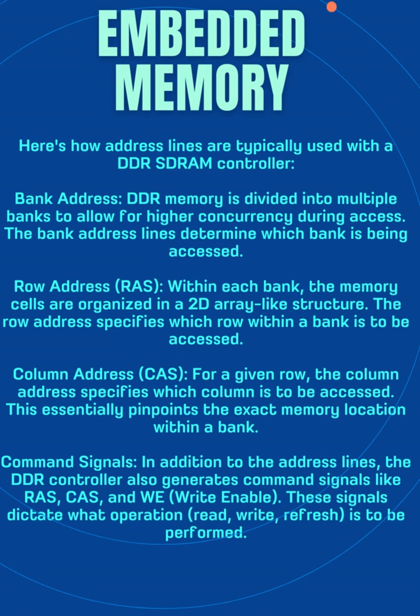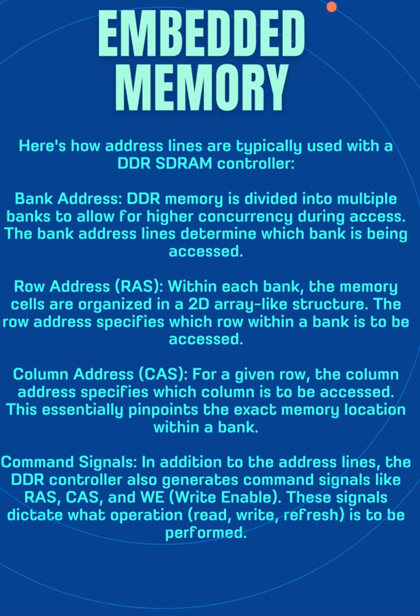Here's how address lines are typically used with a DDR SDRAM controller. Bank address. DDR memory is divided into multiple banks to allow for higher concurrency during access. The bank address lines determine which bank is being accessed.